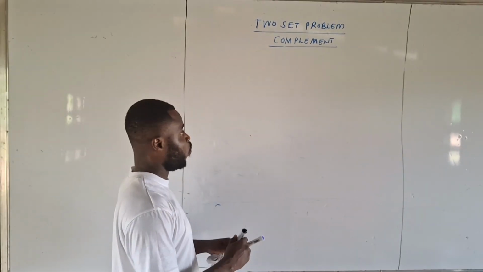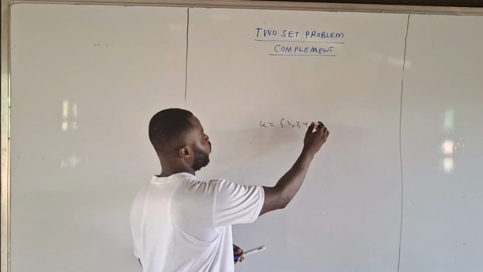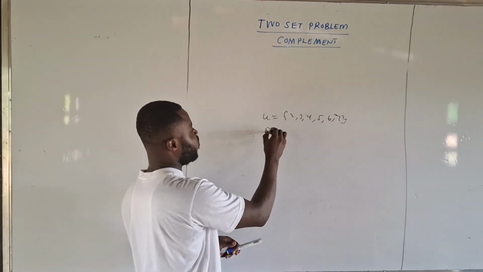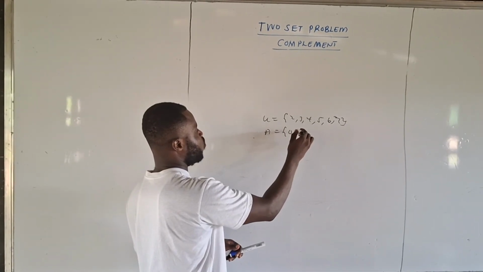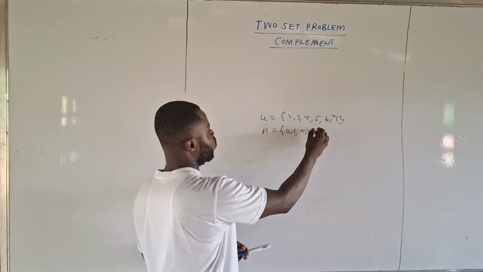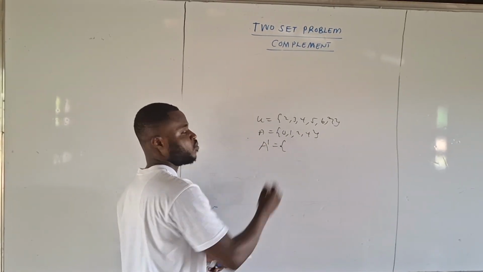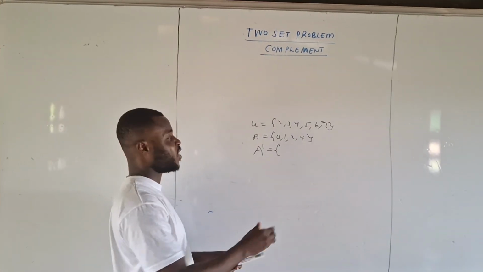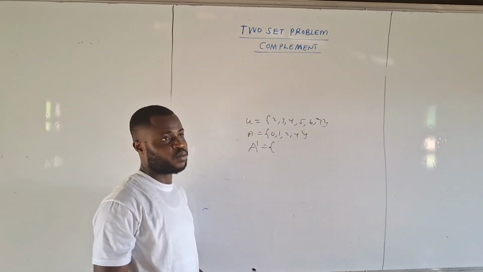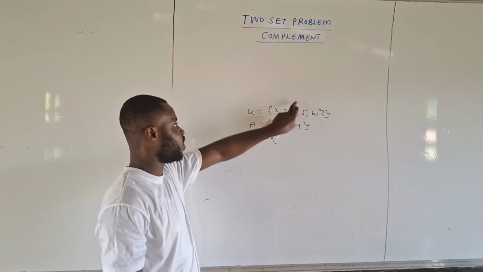Now, with an example, let's say in the universal set U, you have 2, 3, 4, 5, 6, and 7. And you have been given set A as 0, 1, 2, 4. And the question is asking you to find A complement. Now, a complement simply means: what numbers are in the universal set that are not in A? That is simple as that. What numbers are in the universal set that are not in A?